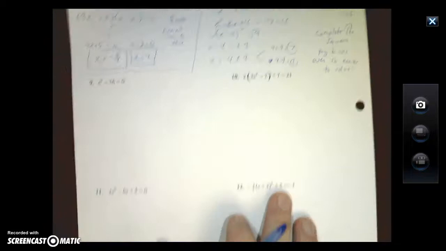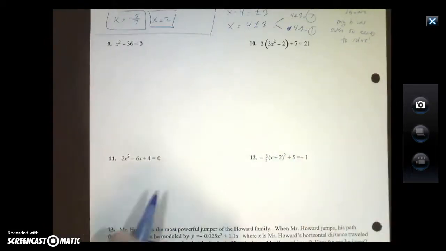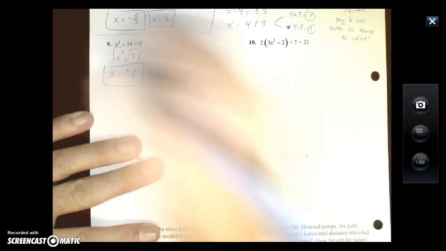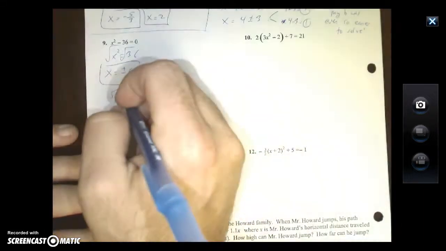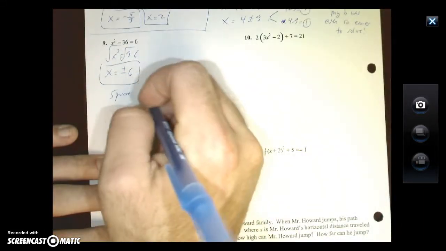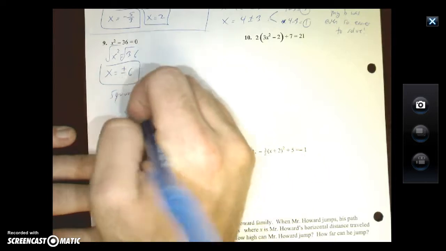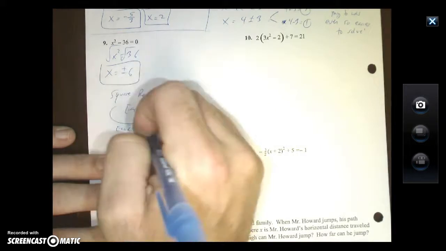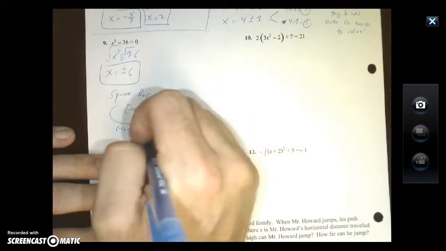Alright. Okay, number 9. X squared minus 36. Guys, make your life easier. Add 36 over. Plus or minus 6. Done. Square root. Reason for that? Easy. Okay? Easiest way to solve.